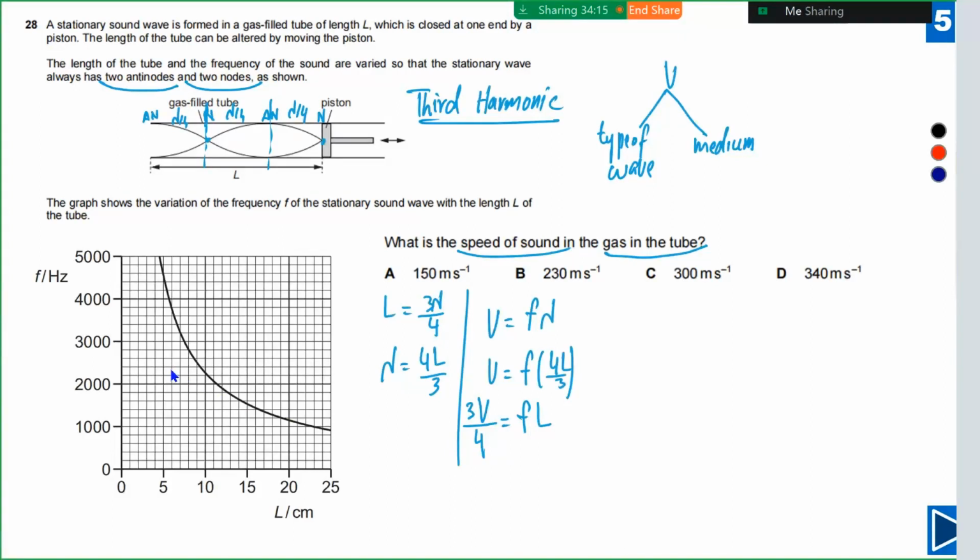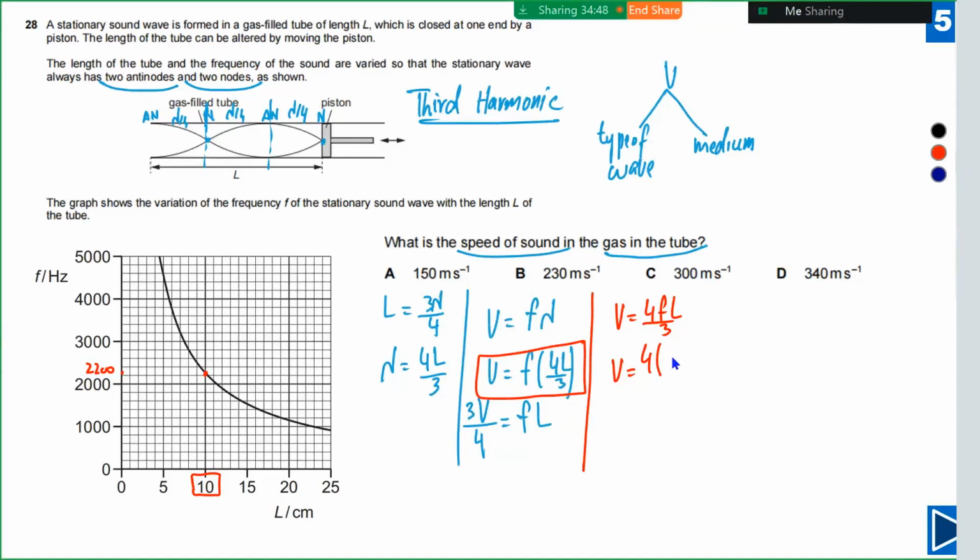So you can take any point from this graph and you can calculate the value of V. I will write down V is equal to 4FL divided by 3, just copying this one. Now you can take any value of F, any value of L, but I will be taking this value. I'll take this value, so we have 10. You can also read from here the value of frequency, that will be 2200. Now simply you can plug in these values.